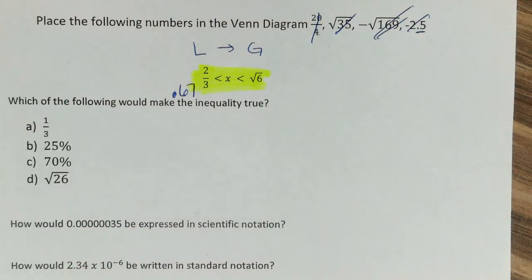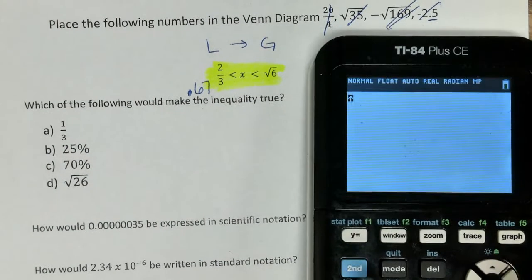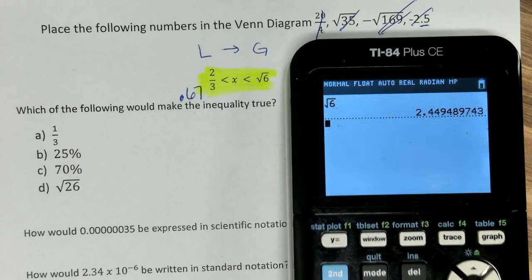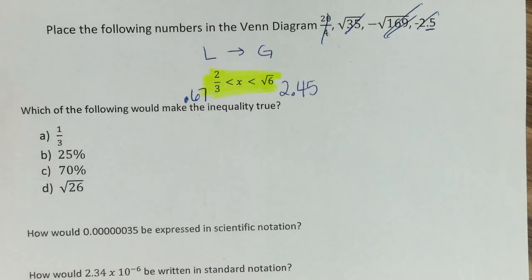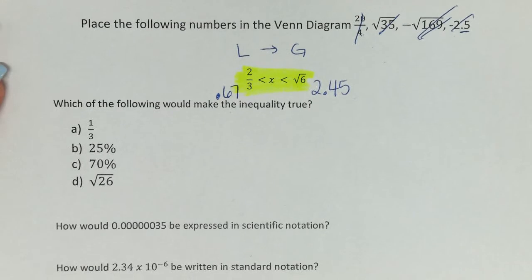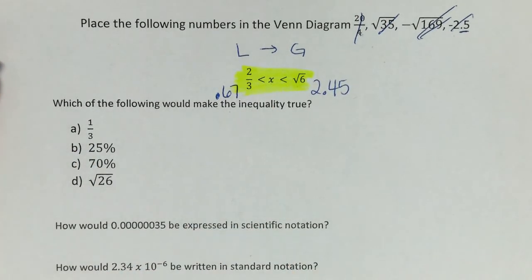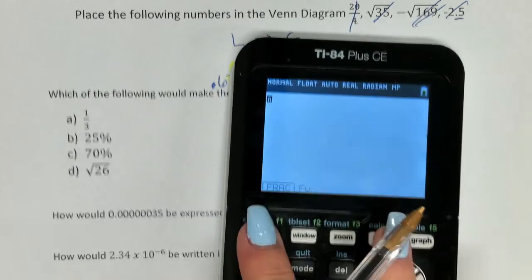All right, go change the square root of 6 to a decimal. How much money is that worth? $2 and 45 cents. If you put 2.44, you'll get the same answer, so it's okay. So we want to find one of these that fits in the middle of 67 cents and $2.45. So we got to go change them all to decimals, all right, 1/3. Go do it.